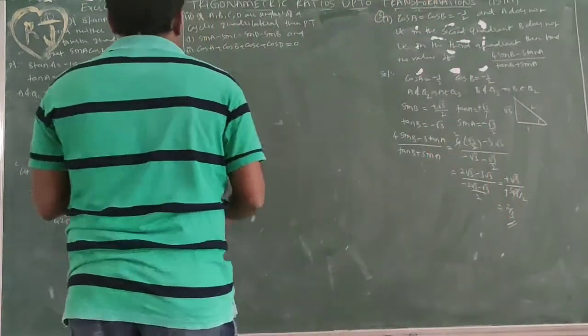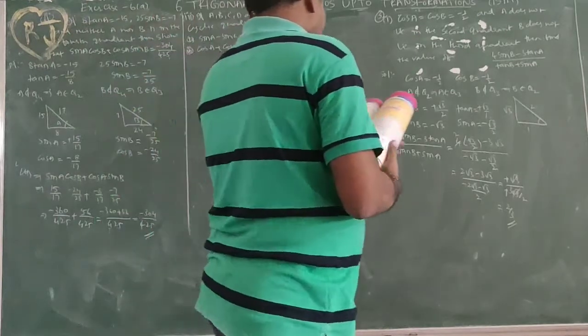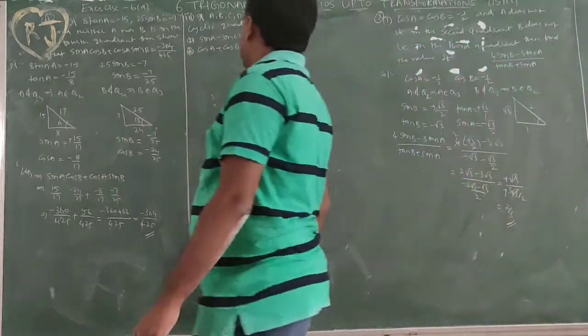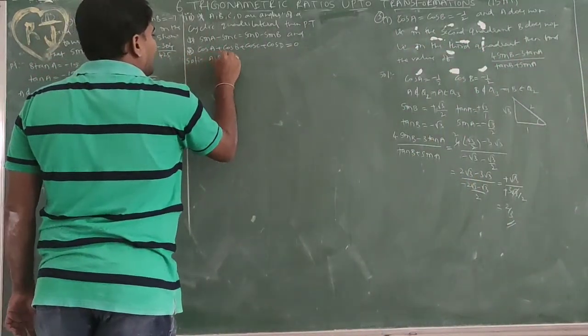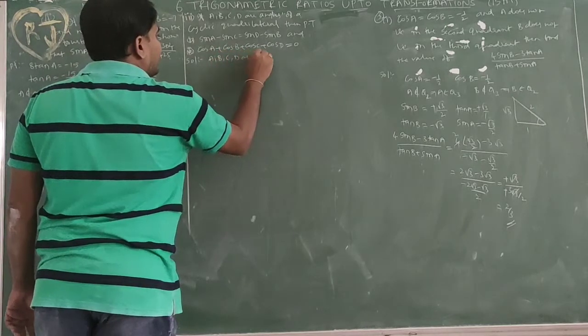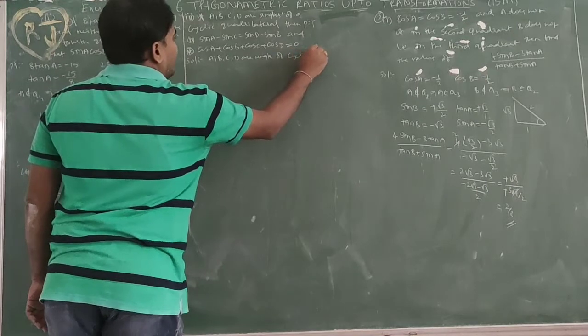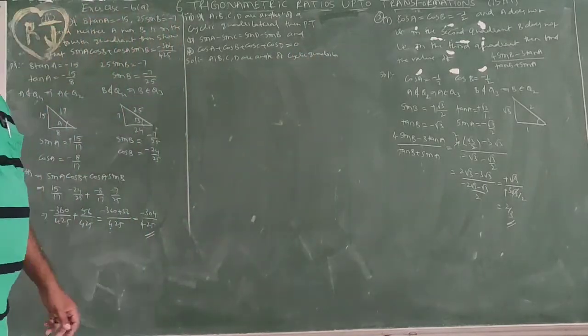This is A, this is B. Okay, solution. A, B, C, D are angles of a cyclic quadrilateral.